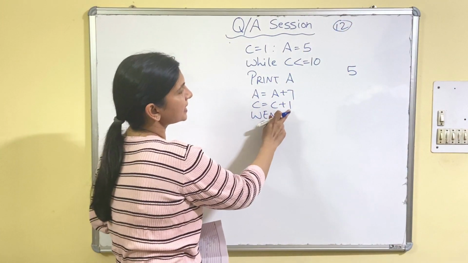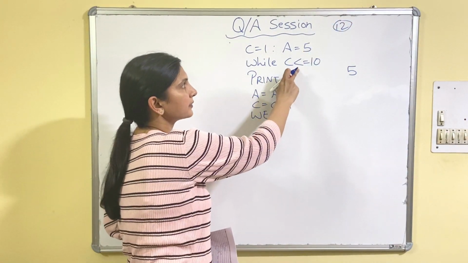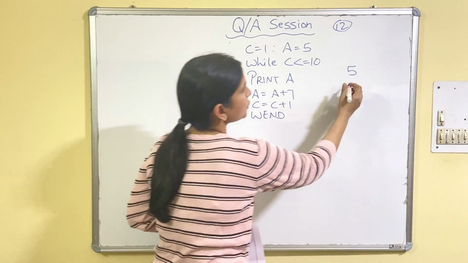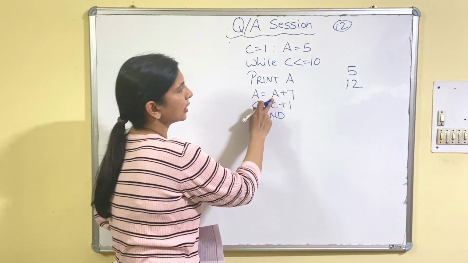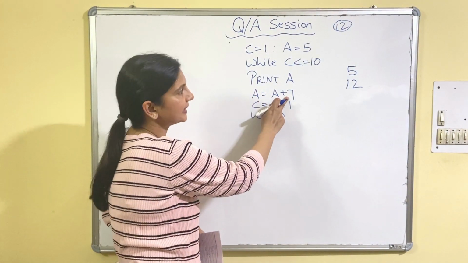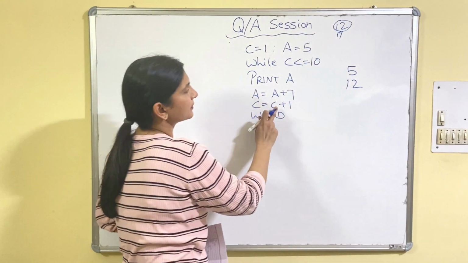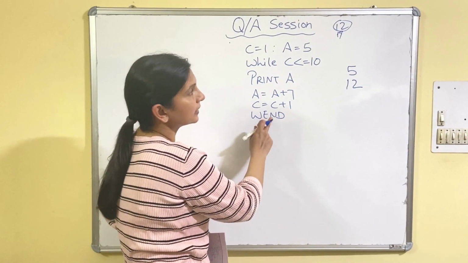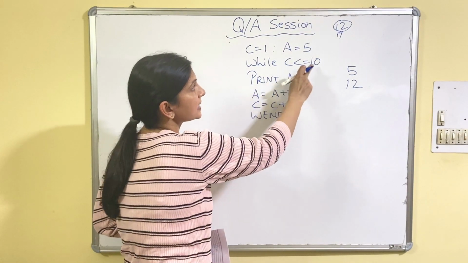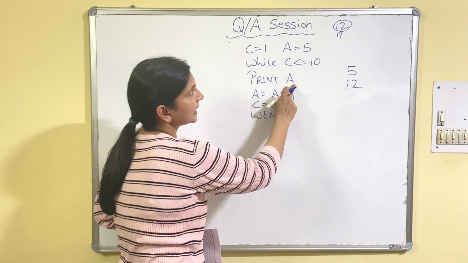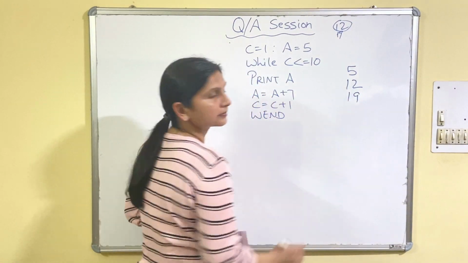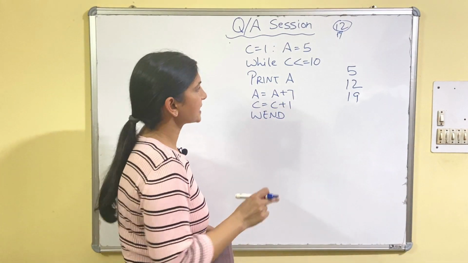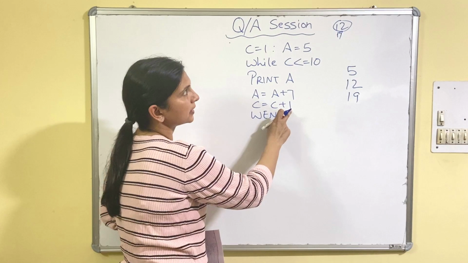Fine. Now the C is 2. Again it will go there. 2 less than equals to 10. Yes. Print A. So 12 will be displayed. Now again 12 plus 7, 19. I am writing here 19. Fine. C will become 3. Fine. Now again when it will go there, 3 less than equals to 10. Print A, 19. Fine. Then 19 plus 7, 26. Again increment of C.